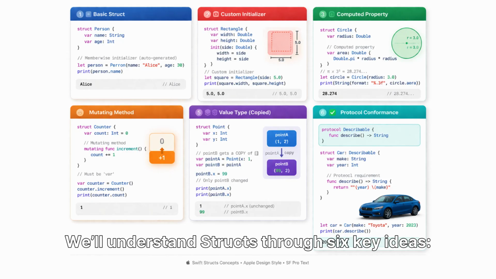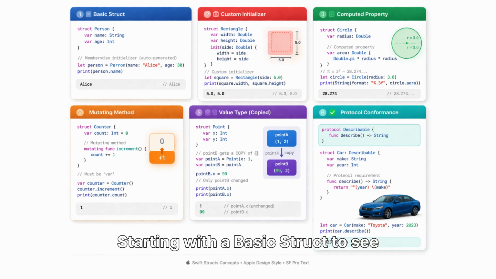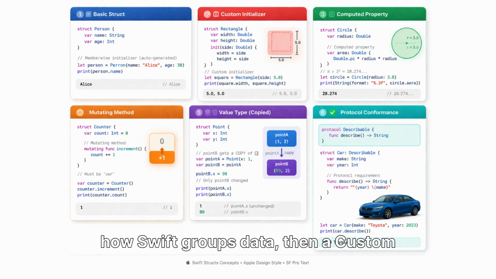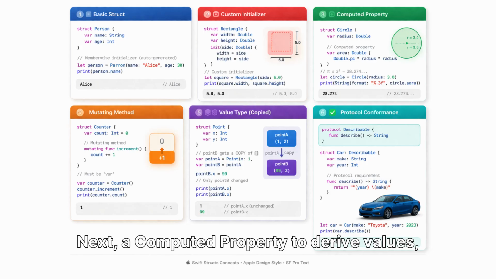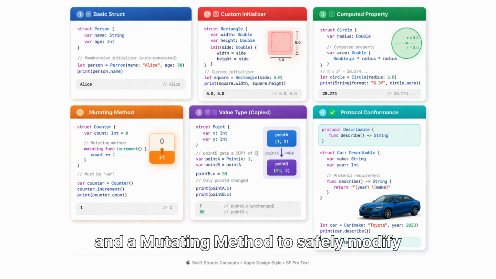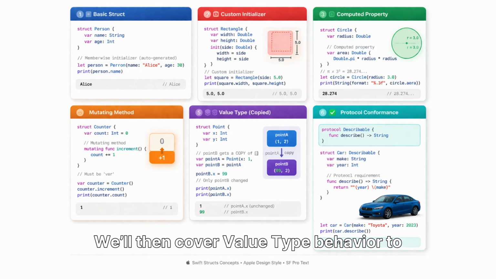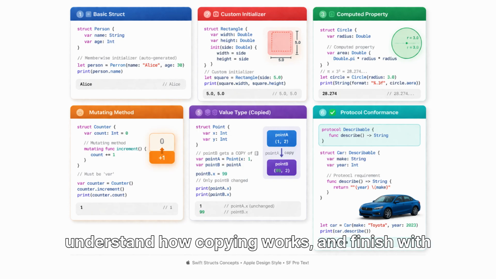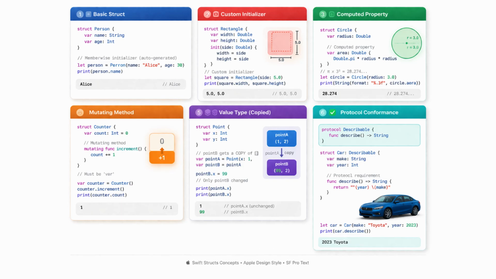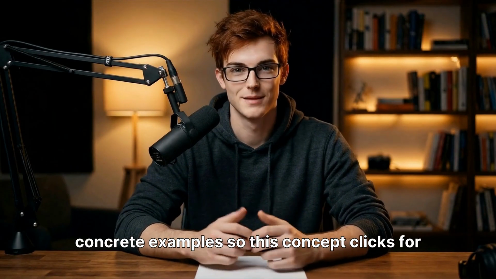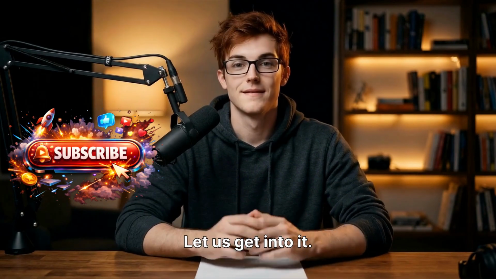We'll understand structs through 6 key ideas, starting with a basic struct to see how Swift groups data, then a custom initializer to control how values are created. Next, a computed property to derive values, and a mutating method to safely modify state. We'll then cover value type behavior to understand how copying works, and finish with protocol conformance to show how structs scale in real-world code. And I will walk you through 6 concrete examples so this concept clicks for good. Let us get into it.